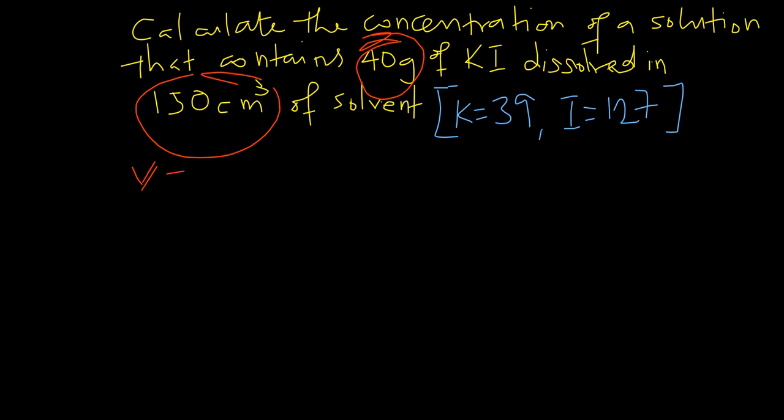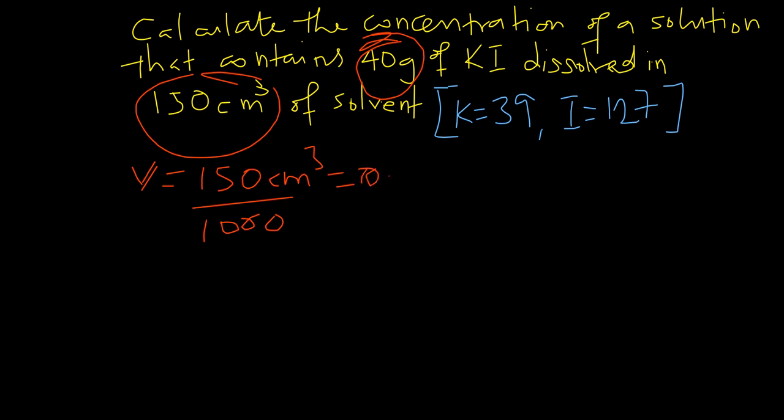This is not dm cube. So first you need to convert to dm cube by doing what? You divide by 1000. So the volume will now be what? Instead of 150 cm cube, it will be 150 divided by 1000. That will give you 0.15 dm cube. So that's the volume.